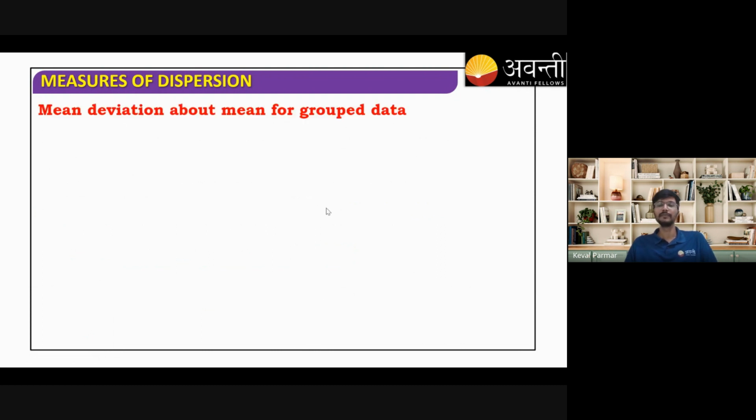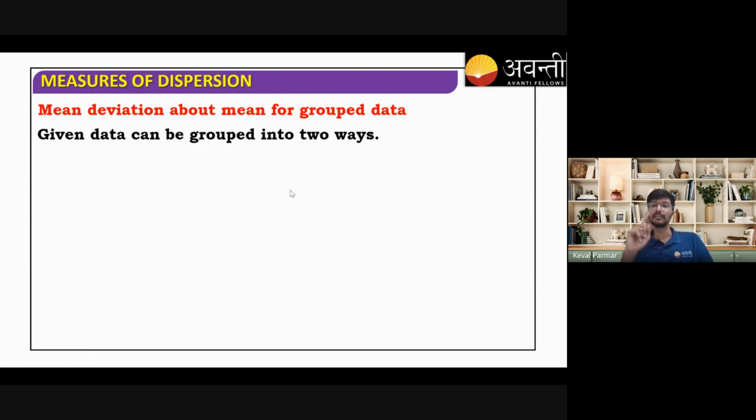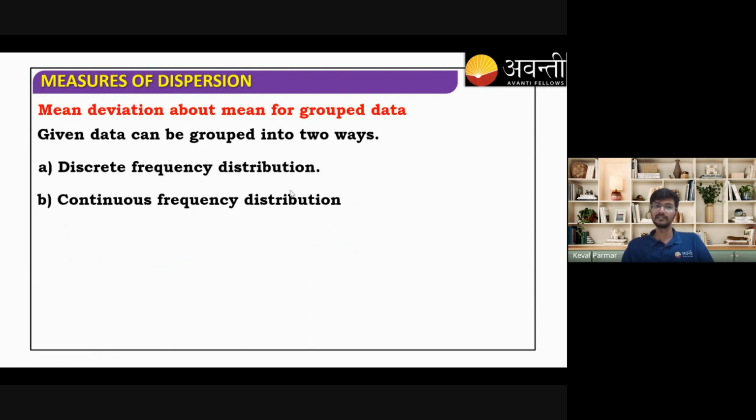Mean deviation about mean for grouped data. Till now we were doing ungrouped data. Now this is grouped data. Correct? So as we all know, yesterday I gave you a table showing that grouped data can be grouped in two ways. Correct? What are those two ways? We'll revise it once again. Discrete frequency distribution and continuous frequency distribution.